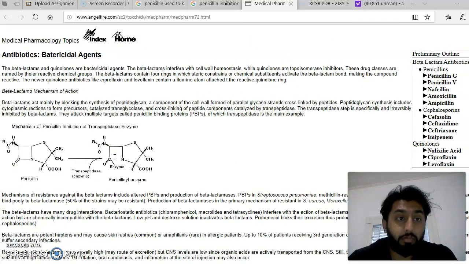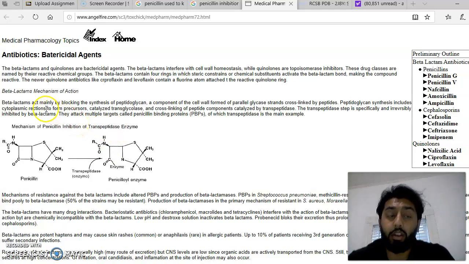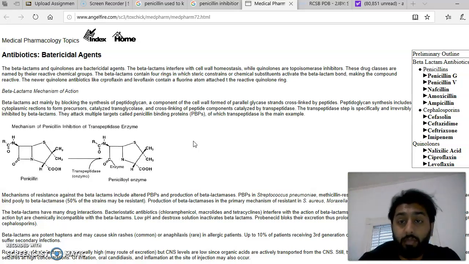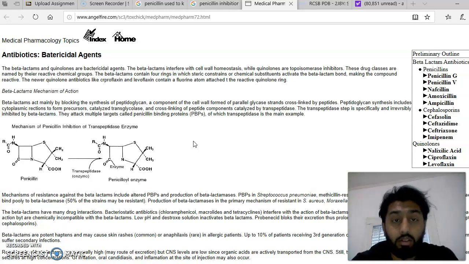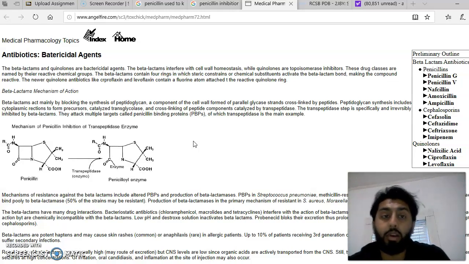And also, you could say that right here it states that beta-lactam acts mainly by blocking the synthesis of peptidoglycan, which I stated earlier, a component of the cell wall formed of glycan strands cross-linked by peptides. And as I mentioned earlier, it also says that it's irreversibly inhibited by beta-lactams. And just a few points I want to say is they also attack multiple targets, which are called PBPs, penicillin binding proteins, of which transpeptidase is the main example. And that's really it.